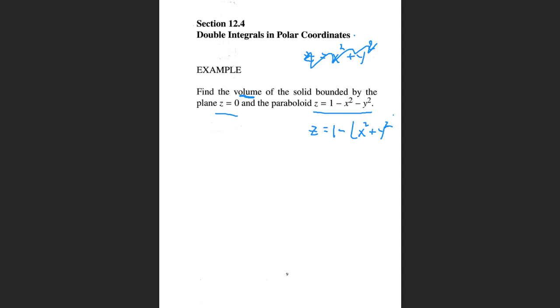Okay, so think of it like this. If you had z equals negative quantity x squared plus y squared, does this bowl, or paraboloid, open downward or upward? Z equals negative quantity x squared plus y squared. Does the bowl open up or down?